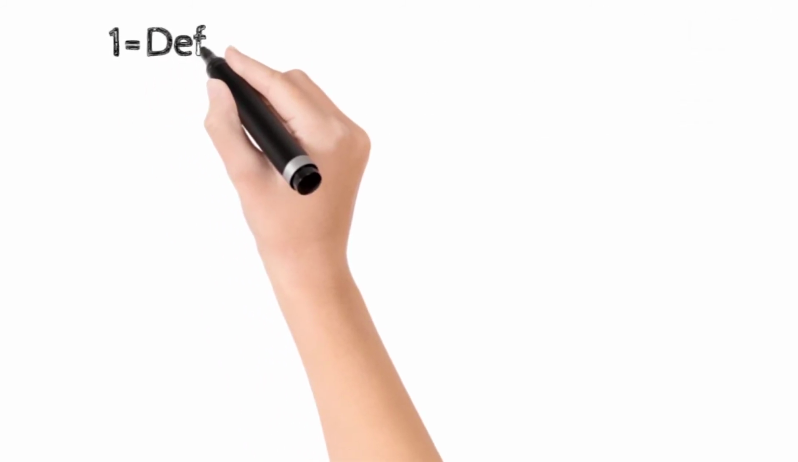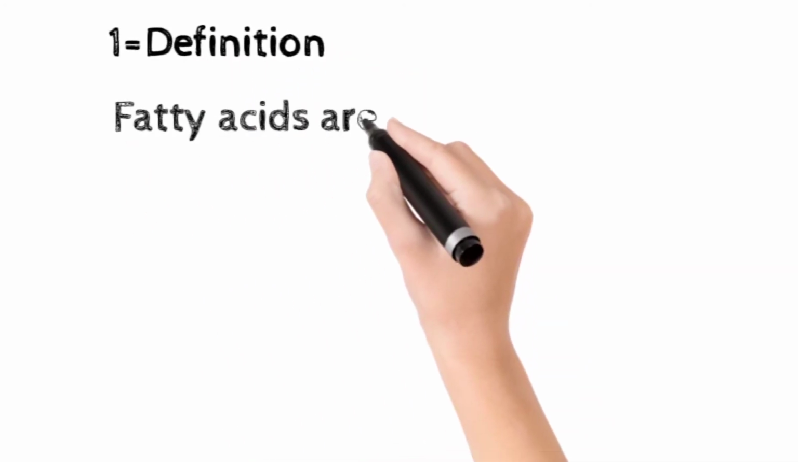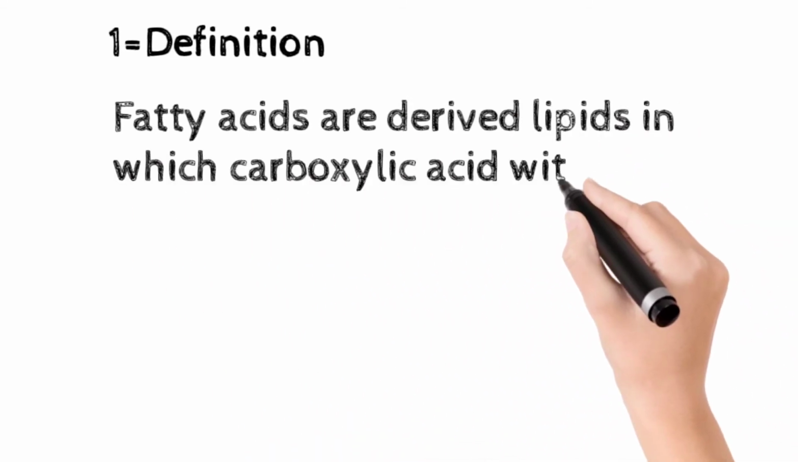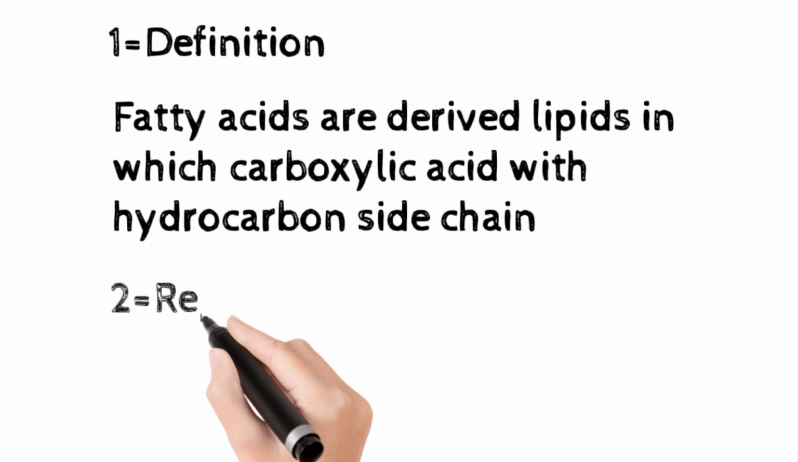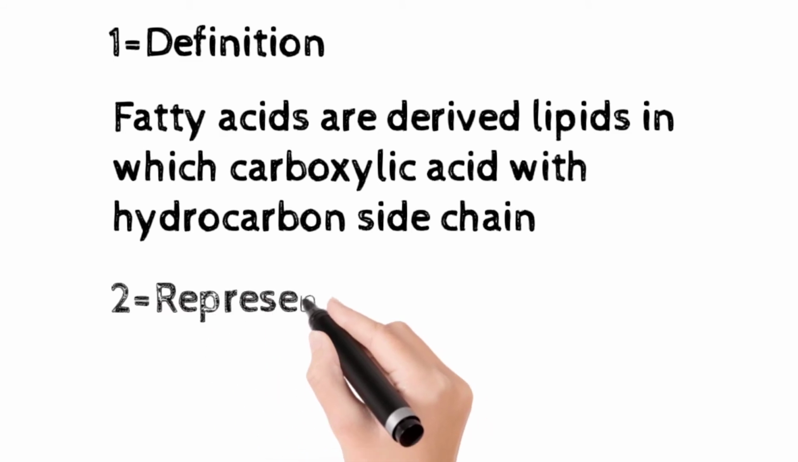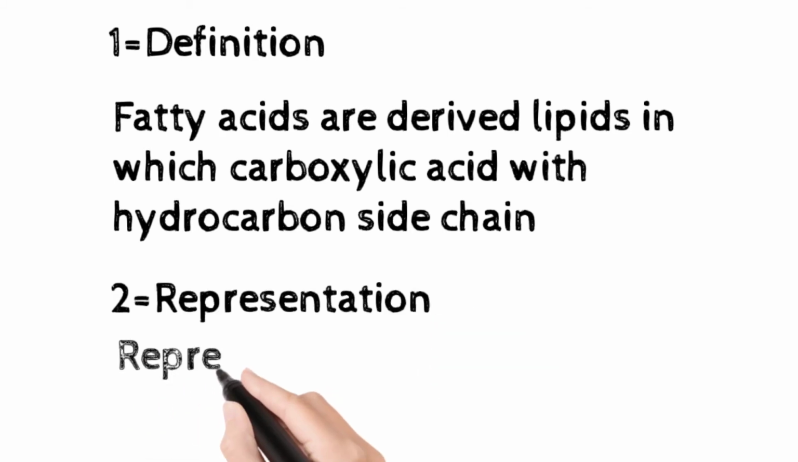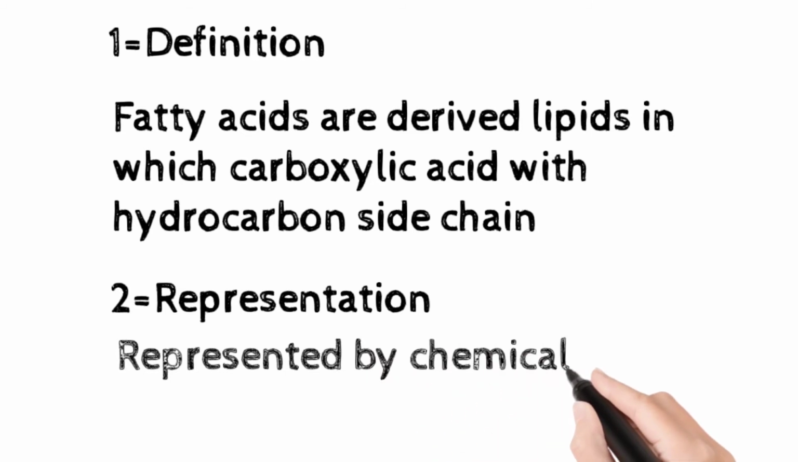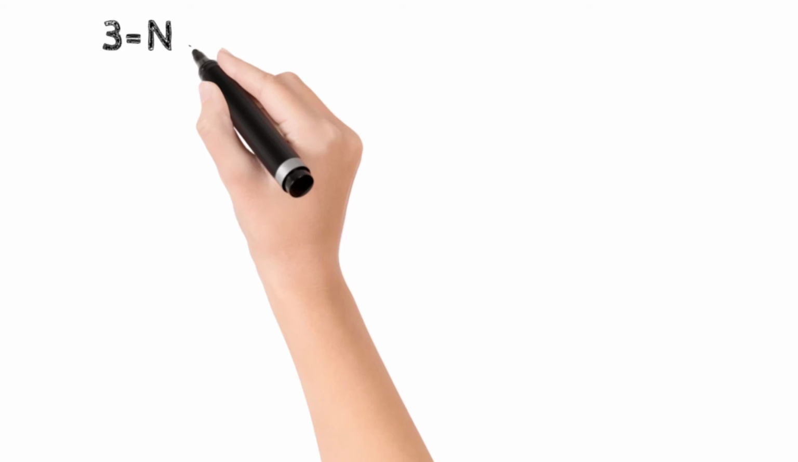Now come to the first, definition of fatty acid. Fatty acids are derived lipids in which a carboxylic acid with a hydrocarbon side chain, the main structure is carboxylic acid, and a hydrocarbon chain is attached to it. This is the definition. Now come to the representation. How do we represent it by chemical formula? We represent the fatty acid by the chemical formula RCOOH. R means a side chain, COOH means carboxylic acid.